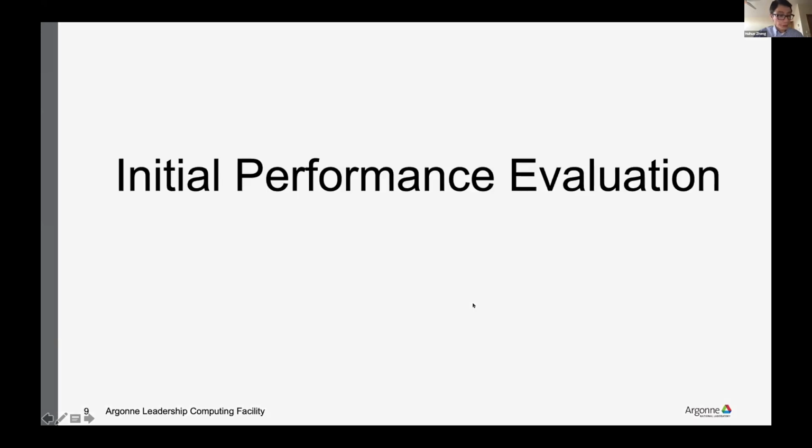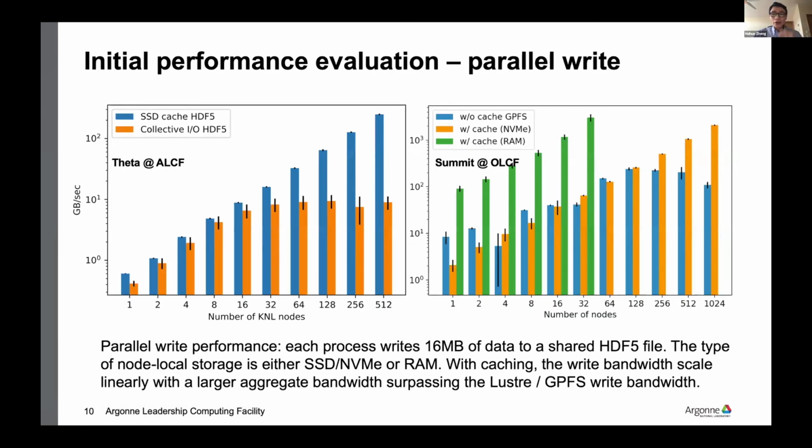Then I will briefly show some performance evaluations. This is for the parallel writer case. We do the benchmark on Theta and Summit. So basically, this orange bar is writing data directly to the parallel file system, and up to 500 nodes, we get about 10 gigabytes per second for one shared HDF5 file.